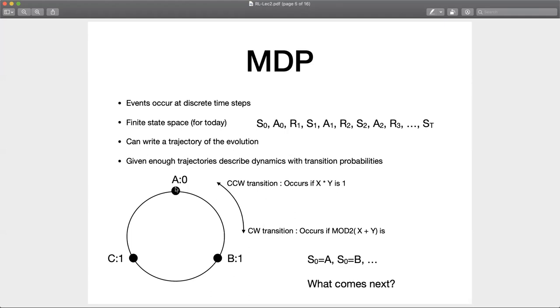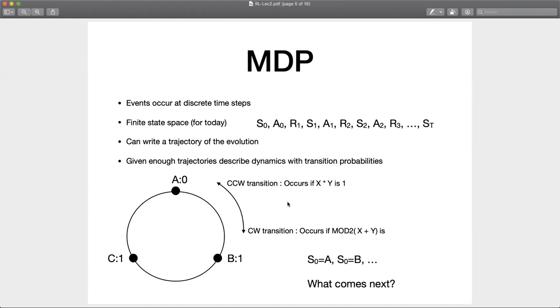So if I was in A and now I'm in B, then a counterclockwise transition will occur if 1 times 0 is 1, which is not true. So this counterclockwise transition doesn't occur. The clockwise transition is going to occur when you add those values of the current and previous state, mod 2. So if I'm in A and B, 0 plus 1 is 1, 1 mod 2 is 1, so it does happen. So I make a clockwise transition to C.